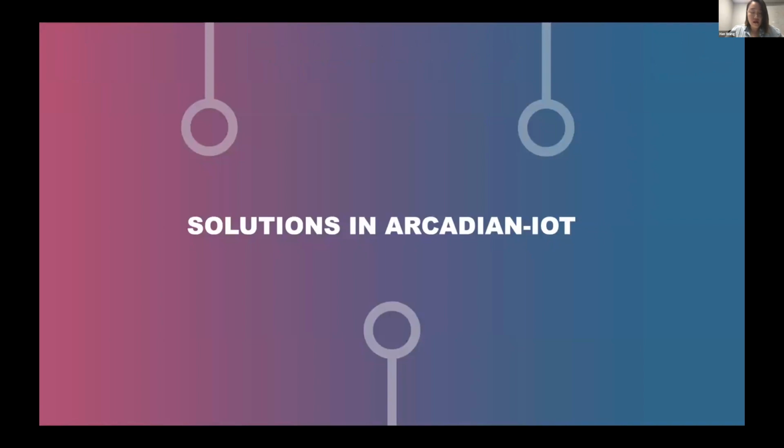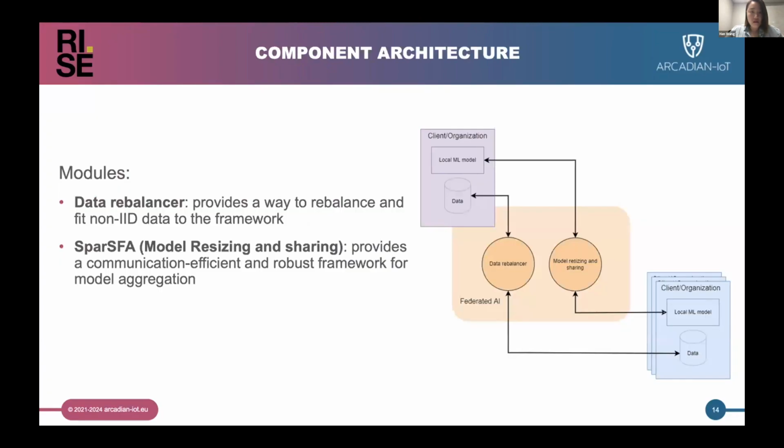So what we have done in ARCADIAN-IoT mainly focuses on machine learning techniques to defend against this kind of problem and attacks. So what are the components in ARCADIAN-IoT? We built some different modules. First of all, we have the data rebalancer. We will not go through it too much in this presentation, but we built this data rebalancer to address non-IID and imbalanced data. That is, we provide a way to rebalance the data to fit the framework. And secondly, we have Sparsify. This is about model resizing and sharing. We provide a communication-efficient and robust framework for model aggregation.